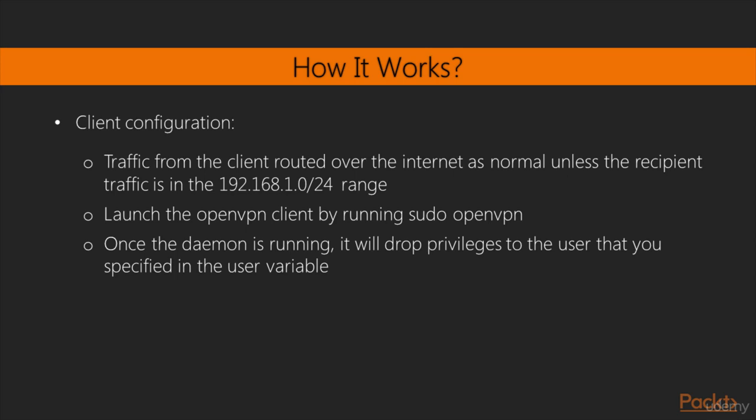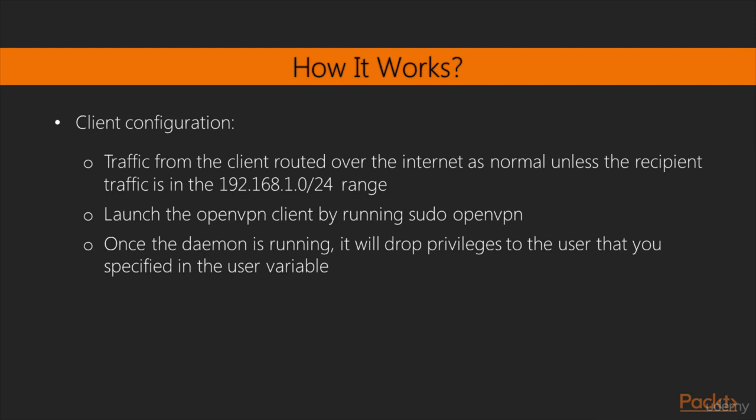Now that the configuration file exists, we can launch the OpenVPN client by running sudo openvpn --client openvpn.conf. The sudo is required here, as setting up tunnels requires root privileges. Once the daemon is running, it will drop privileges to the user that you specified in the user variable.